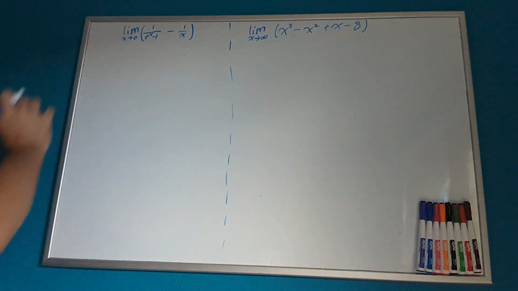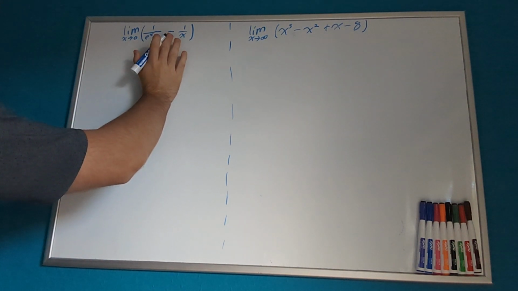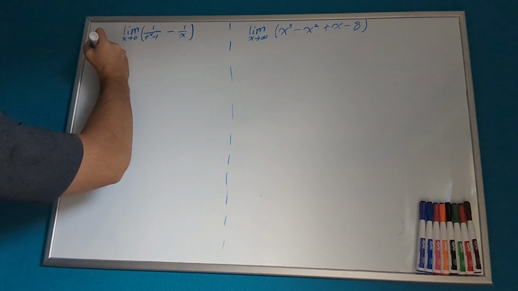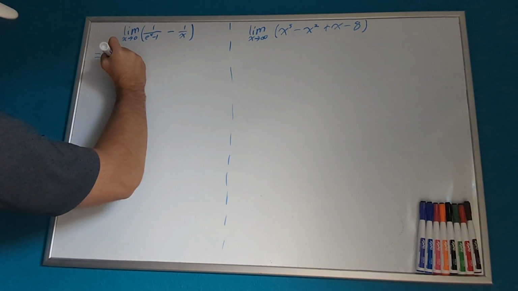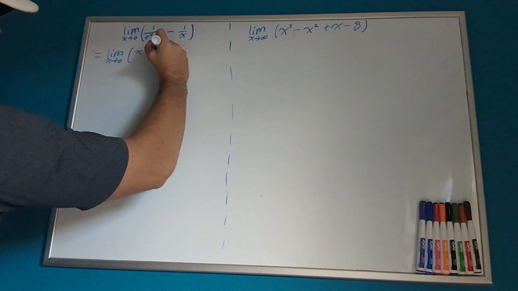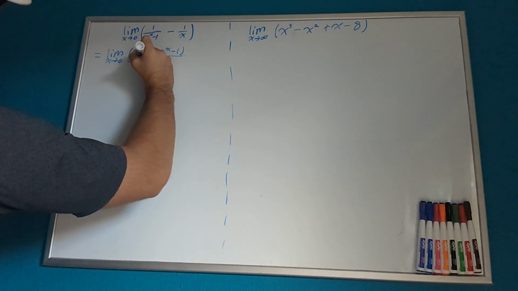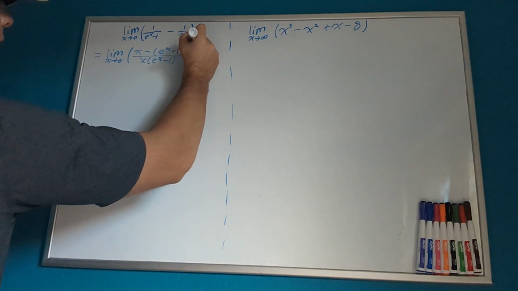So here we have our first limit, right? And if we try to plug in 0, we get 1 over 0 here, and we get 1 over 0 there. So that's infinity minus infinity, right? And we can start off by combining this into one fraction. So we'll get the limit as x approaches 0 of x minus e to the x minus 1 over x e to the x minus 1, okay?